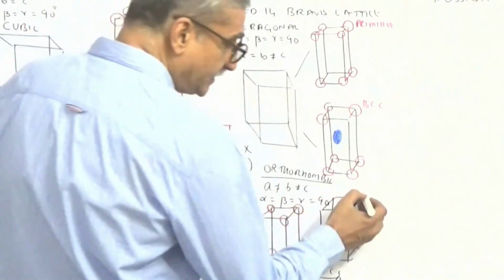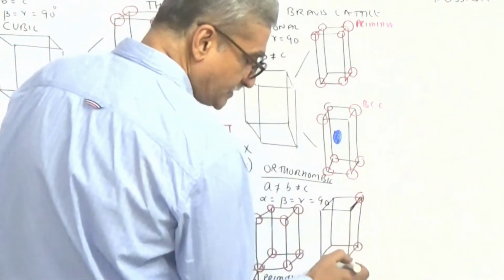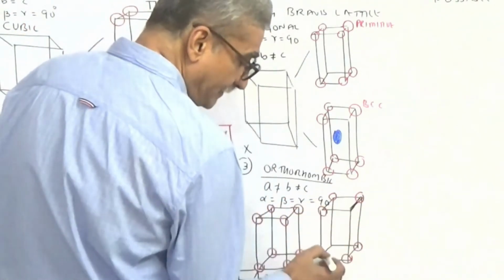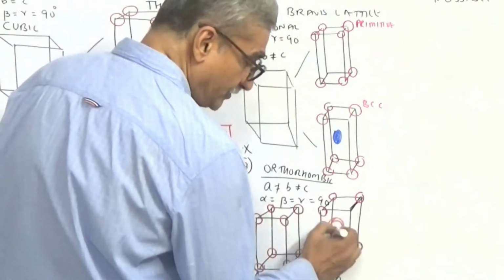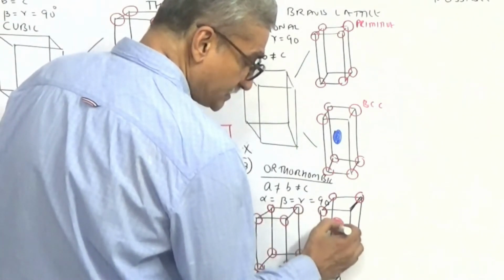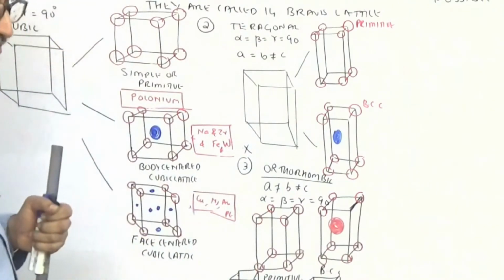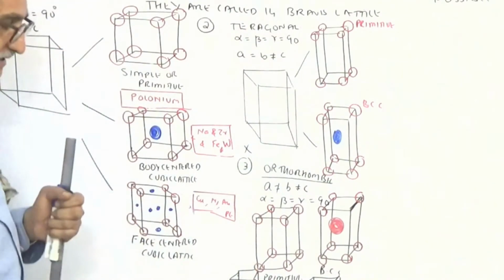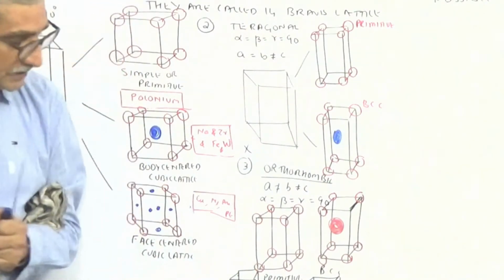Then we have body centered cubic lattice. What happens in body centered cubic lattice? And then of course that common question which I told you, that orthorhombic crystal system is the one which has got the maximum Bravais lattice. Then body centered orthorhombic.